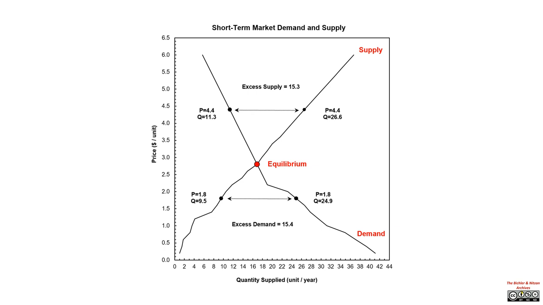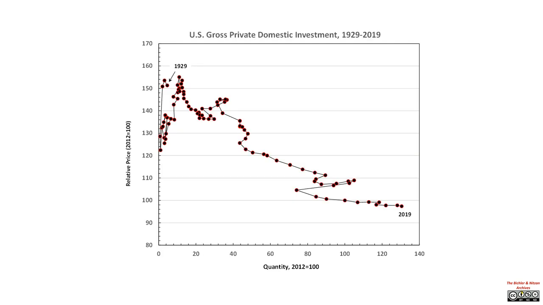Now, this is what the model says in theory, but how does it work in practice? Well, the answer is that it doesn't, and let me show you why. This figure shows the actual market for capital goods in the United States from 1929 to the present. On the vertical axis, each observation gives us the price of capital goods relative to the average price level in the economy. On the horizontal axis, each observation shows us the absolute quantity produced and consumed, expressed as an index.